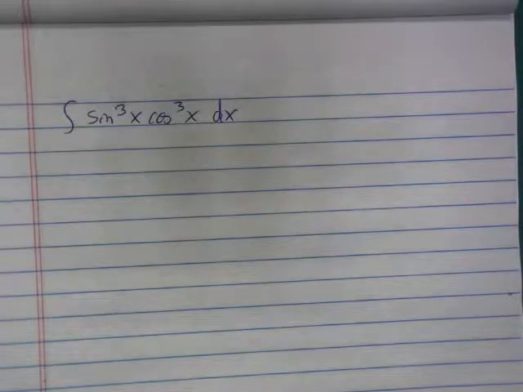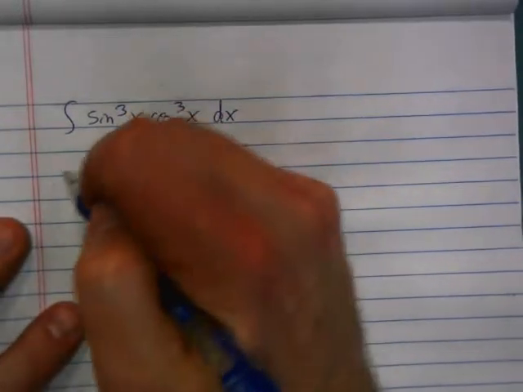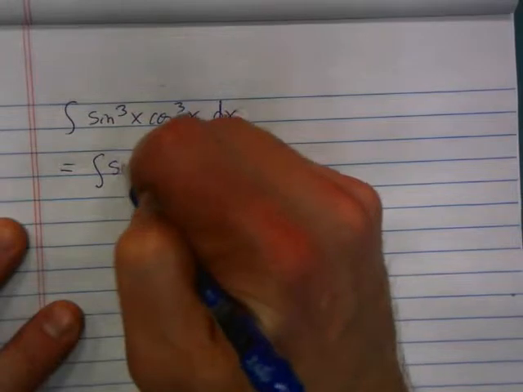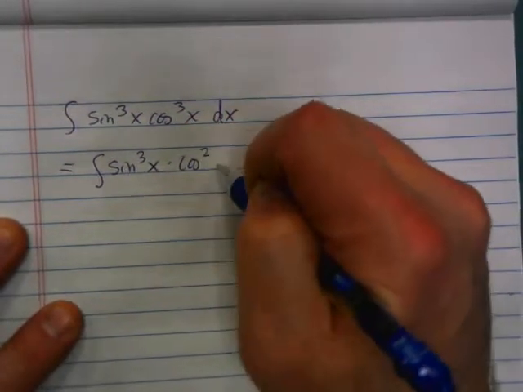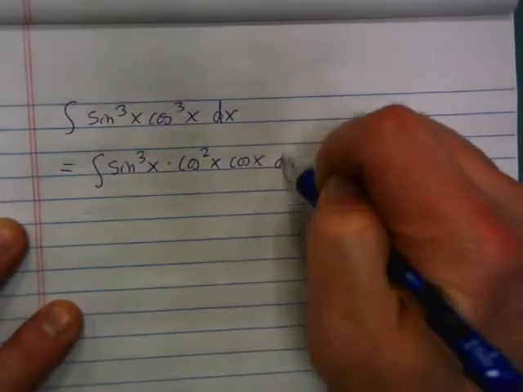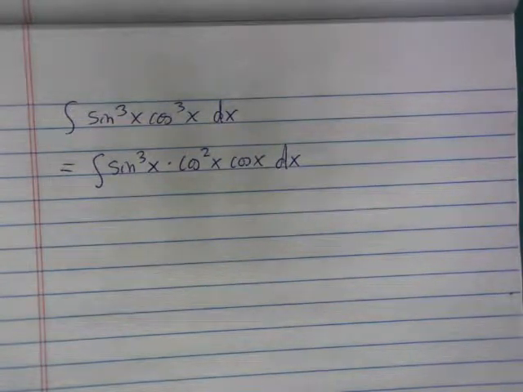So eventually, I would prefer to let u equal sine, because the derivative of sine would be cosine. So what that tells me, if I want u to be sine, I want to save the sine cubed, and then the cosine cubed, I want to write that way.